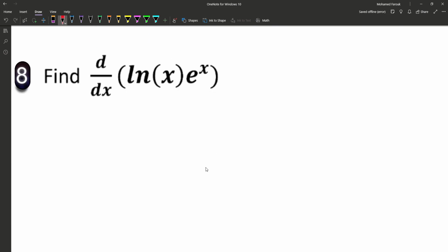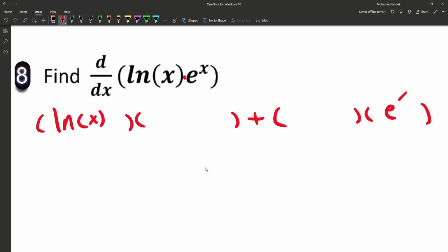Next, this one is actually a product of two functions, ln of x and e power x. To do it, open two brackets, with an addition sign between them. Let's write ln of x here, e power x here. Let's get the derivative of e power x. It will be the same. Let's get the derivative of ln x. It will be 1 over x, and then let's make a simplification step.